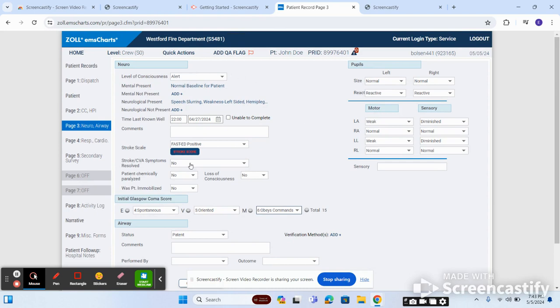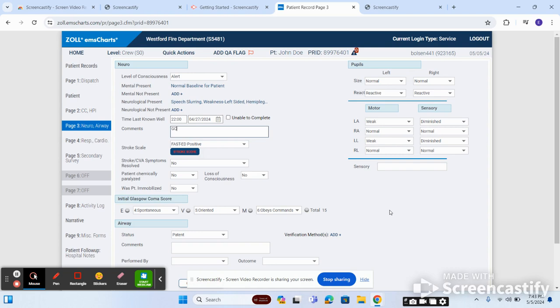So this technically covers your neuro exam right here, and this will print out on the report as a neuro exam. If there are things that aren't in here that you'd like to cover, like his forced gaze to the right, you can add all that in here. I will generally add in quick little comments in here because I no longer write a long narrative in EMS charts. I don't use the narrative page at all.